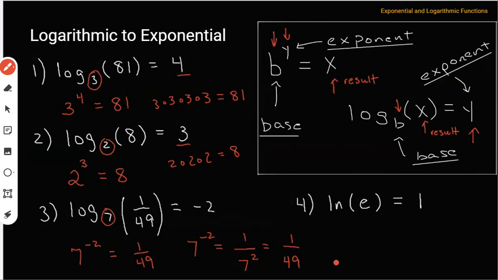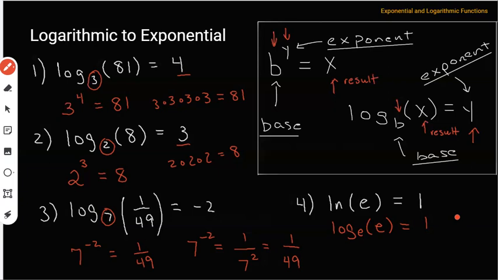So the last one we're going to do is number 4. Notice that we don't have a base for this, but that's just because it's the natural logarithm. The base is always going to be e. So we can rewrite this as log base e of e is equal to 1. Notice that the 1 stays the same. Notice that the e on the inside of the parentheses stays the same. The only difference is we change the natural log to the log of base e, which is equivalent, right? Natural logarithm always has base e.